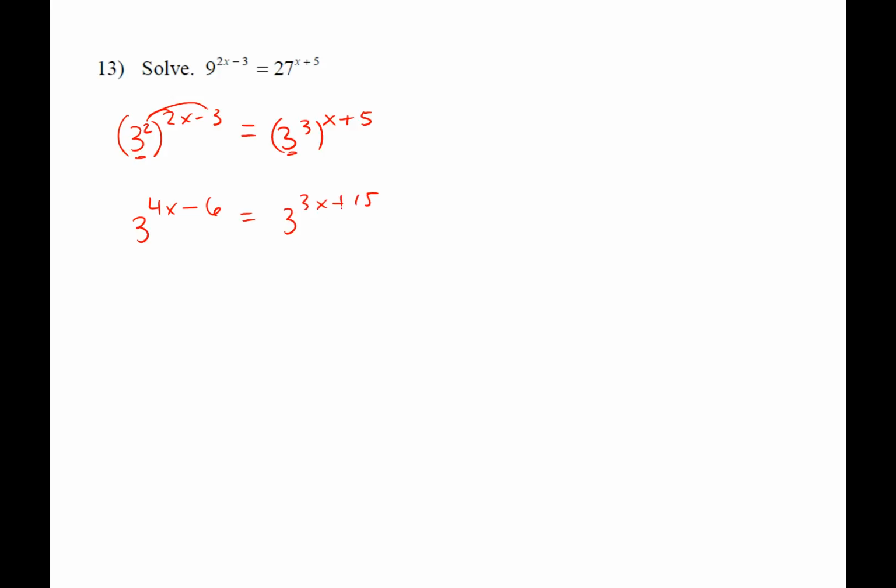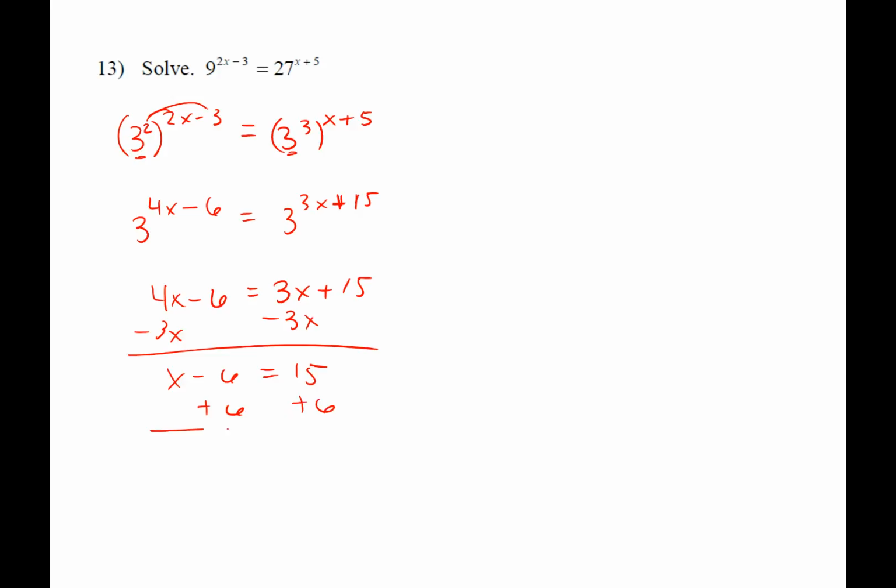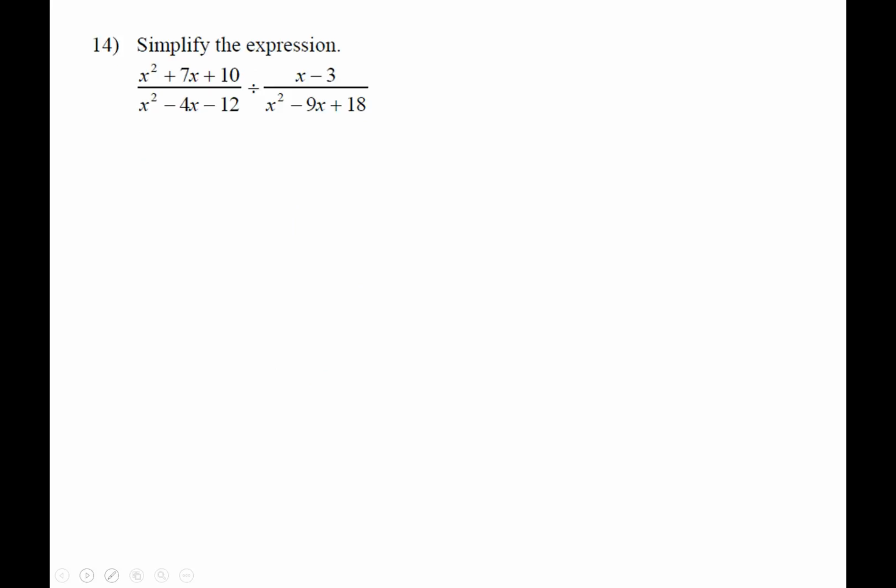And then my bases are the same, so I essentially cancel them out. I'm just going to get rid of them and just solve for the exponents here. So set those exponents equal to each other. And then I would subtract 3x from both sides. I get x minus 6 equals 15. Add 6 to both sides. I get x equals 21. And on we go.